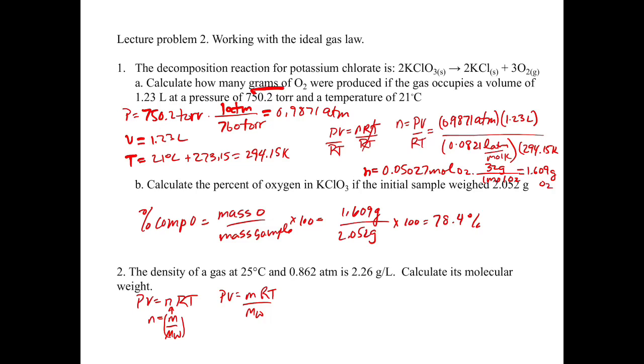Over RT. We recognize that mass over a volume is the same thing as density. So from this, we can get that P times molecular weight is equal to density times RT. And then if we get the density by itself, density is equal to P molecular weight over RT.